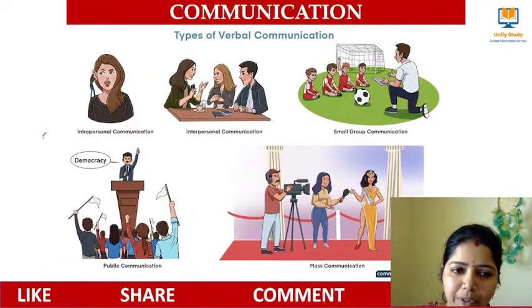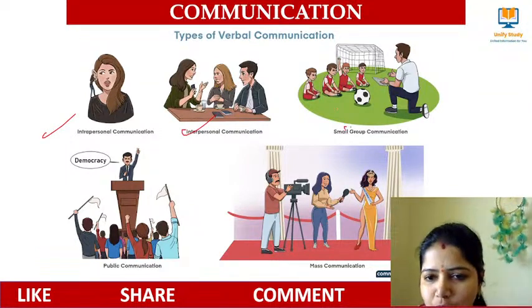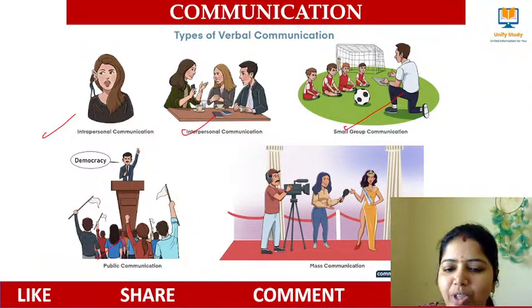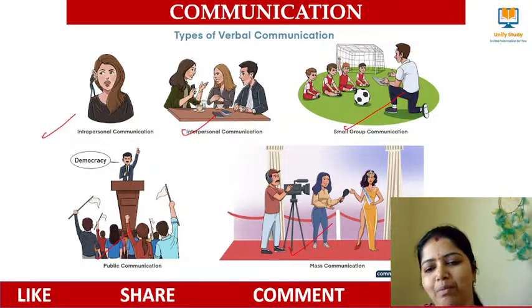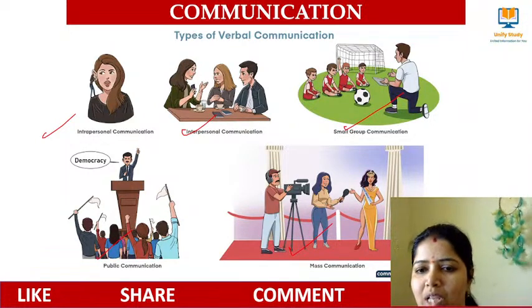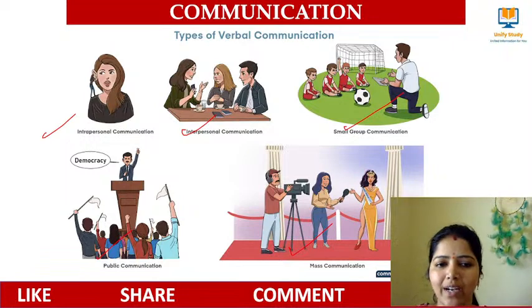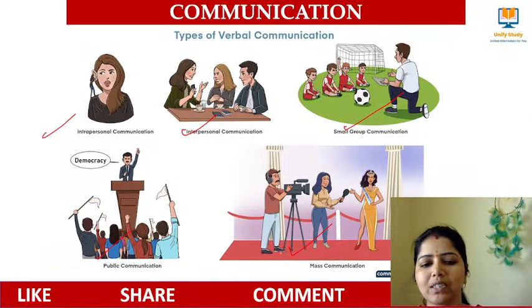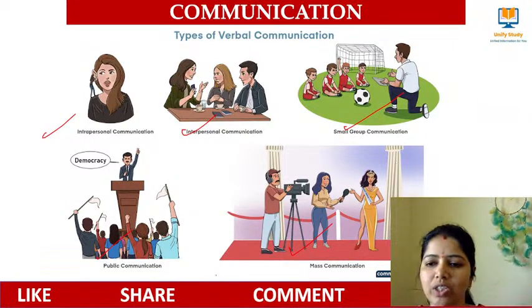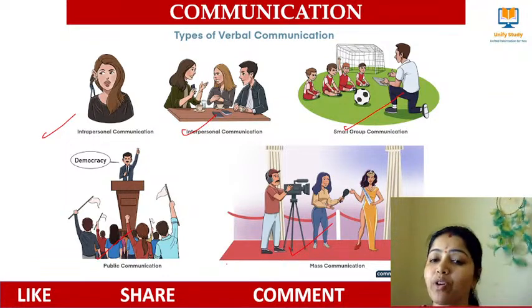Next we move to the types of verbal communication. Here intrapersonal will be there, interpersonal will be there, small group communication will be there, public communication will be there, mass communication will be there. Is it clear? This is all we have seen, right? Intrapersonal, interpersonal, small group, mass communication and public communication. These all come under the types of verbal communication.